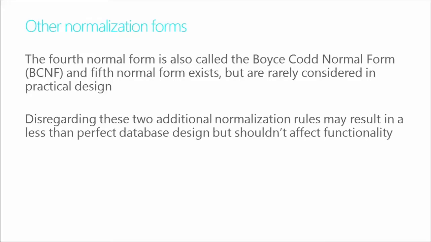As I said, there are a couple other ones. There's a fourth normal form called BCNF, so I don't have to try to pronounce the names. We're not even going to worry about those. There's a slight risk of not having the perfect design, but it shouldn't affect the functionality if we don't implement fourth and fifth normal forms. And that's why we're not even going to address those at this point.